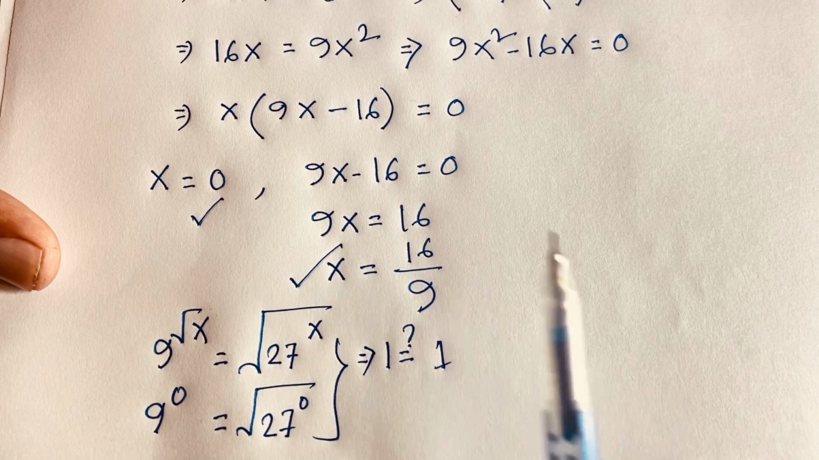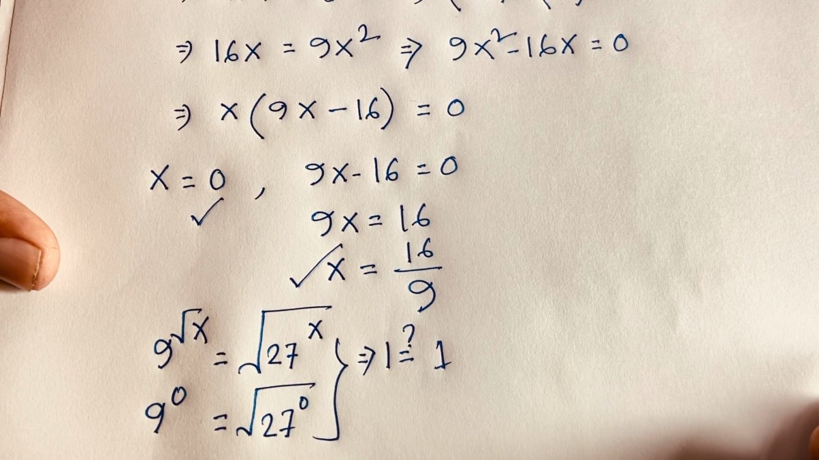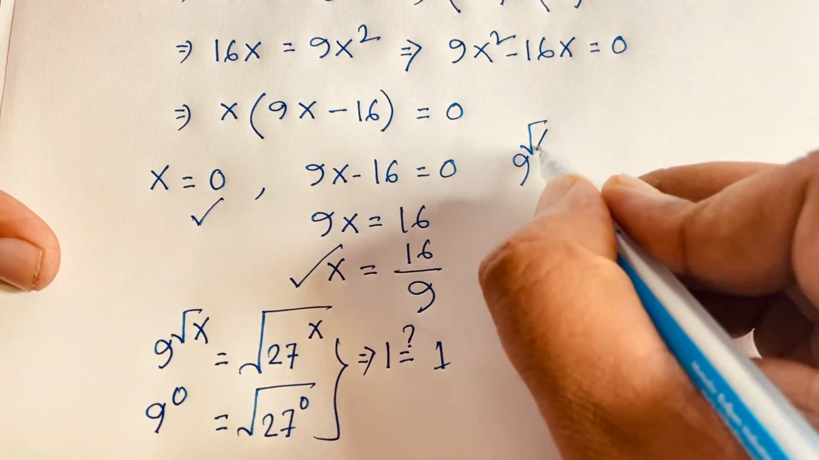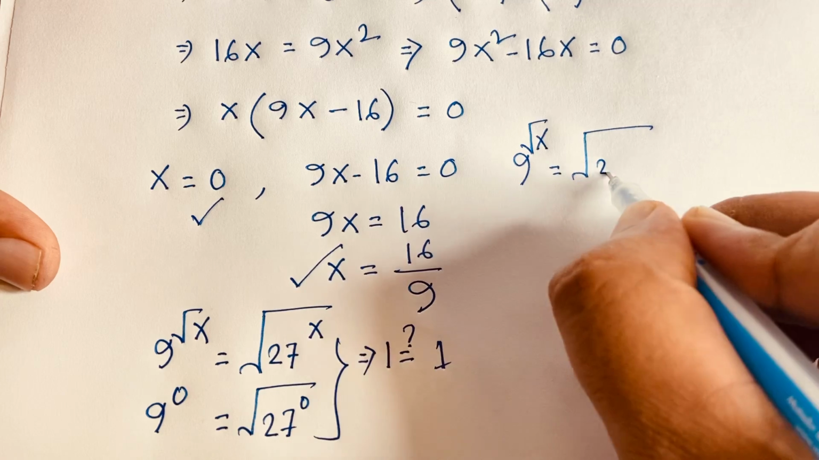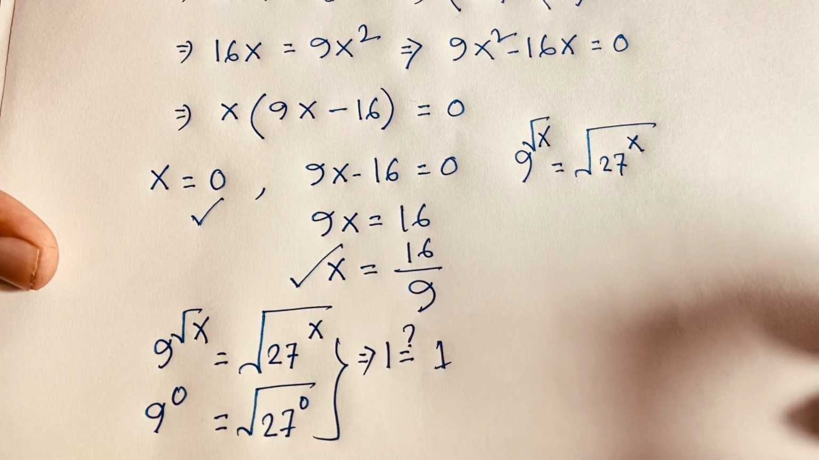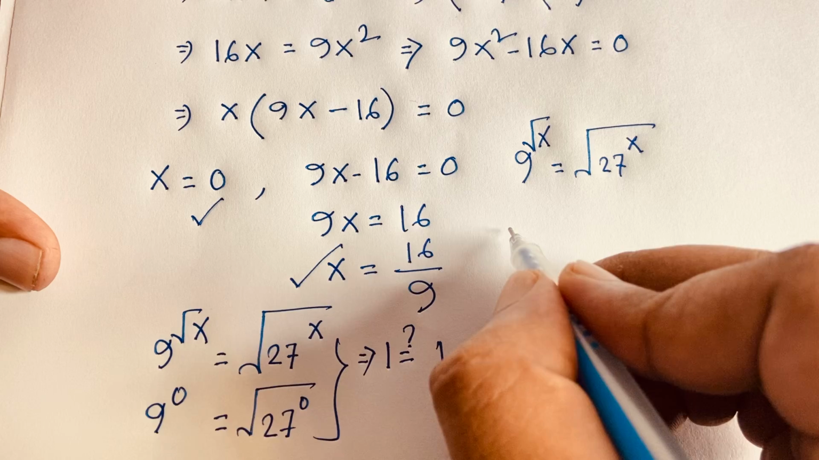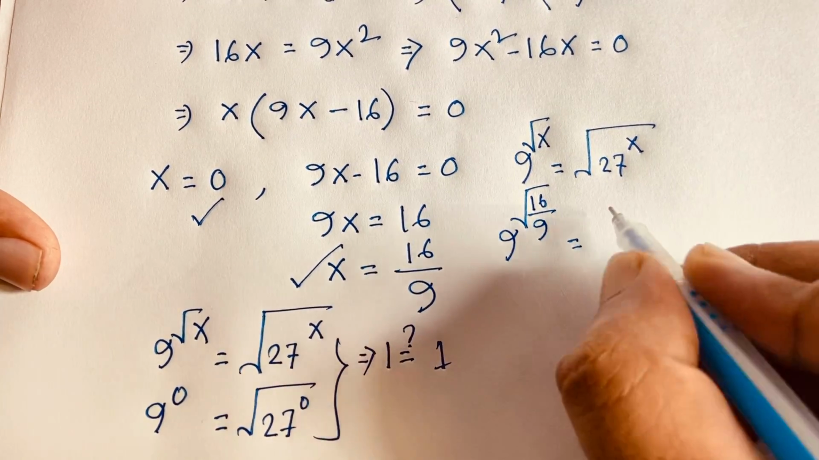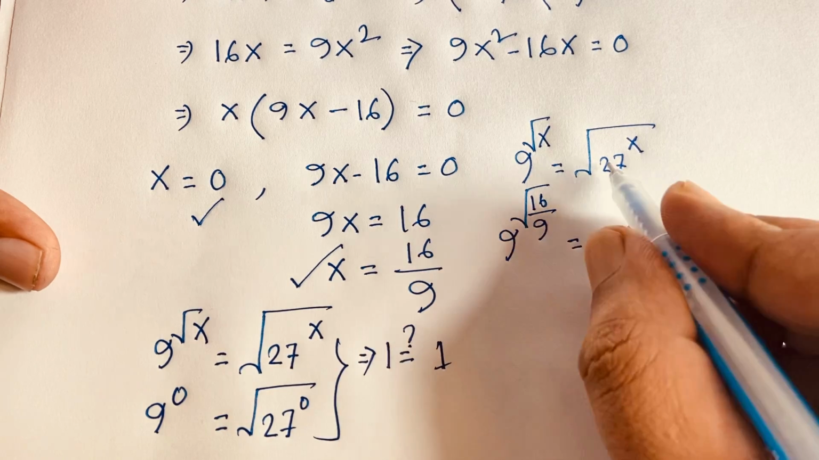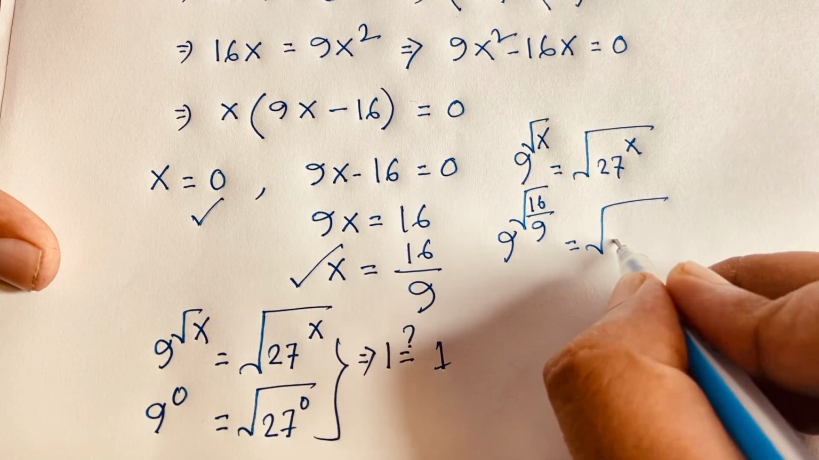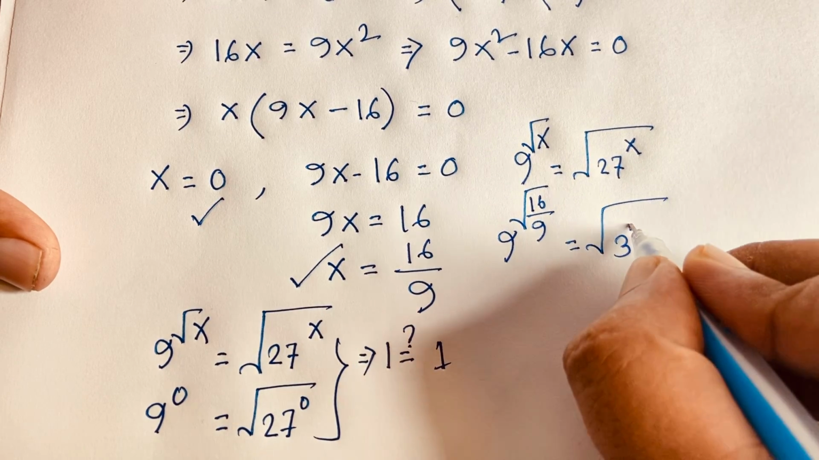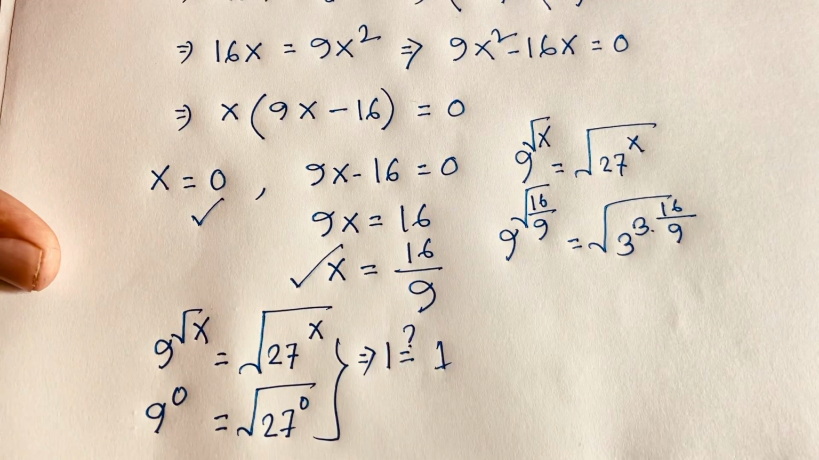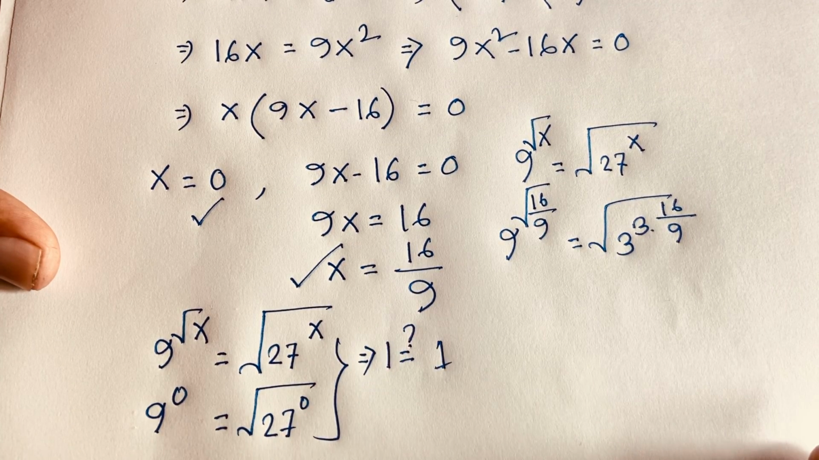But in this expression, x is equal to 16 over 9. So here is 9 to the power square root x is equal to square root of 27 to the power x. Now if I put this value in this expression, I can say 9 to the power square root 16 over 9 is equal to, look, square root of 27, which is 3 to the power 3, times x, which is 16 over 9. We know that 3 to the power 3 is 27.